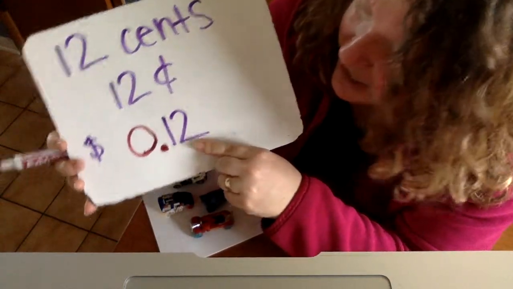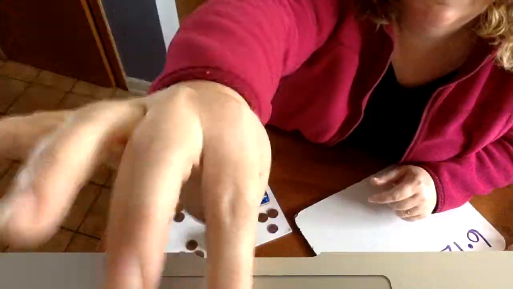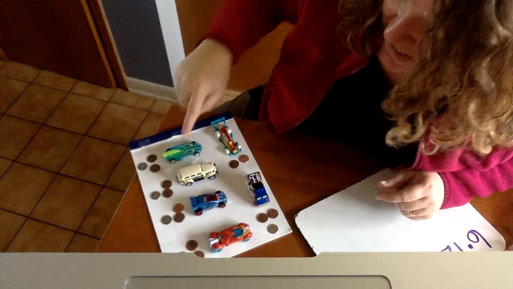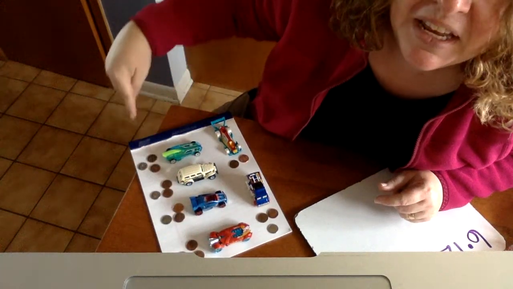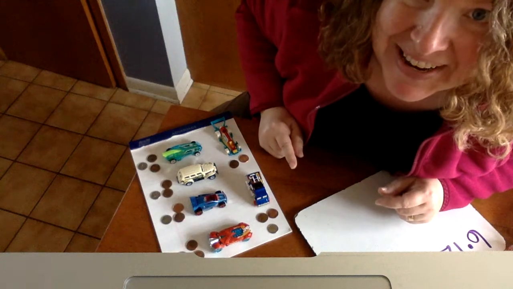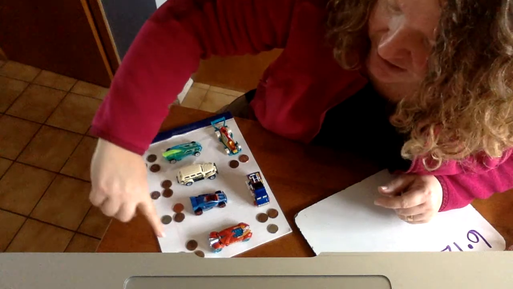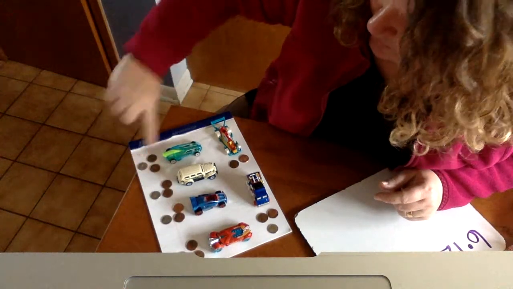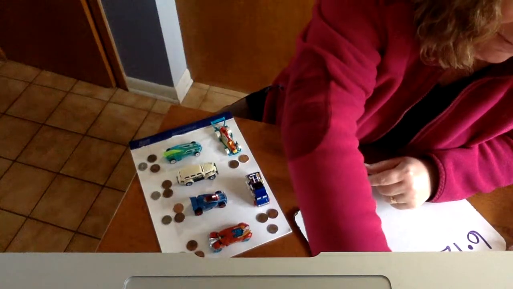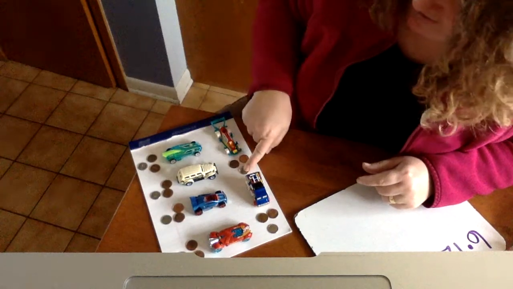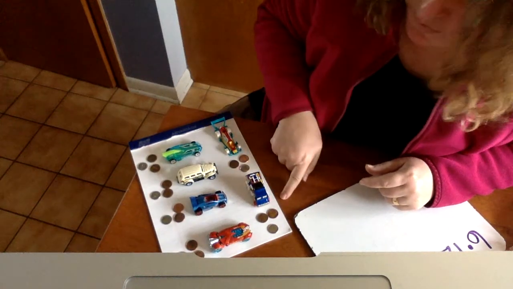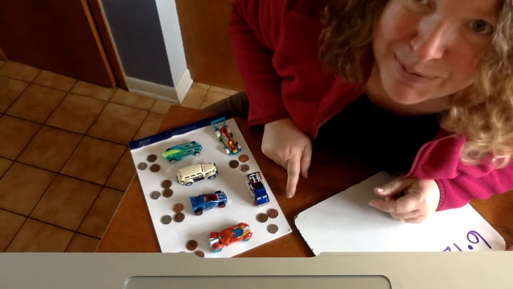Let's see what that looks like. Okay, you can see I've put out the money that each of these would cost. So if someone came by and said, I want to buy these cars, and here's 12, 12, 12, 12, 12. Whoops, that one isn't 12. Now it is 12, 12. There's 12 cents each. How would we know how much that is?